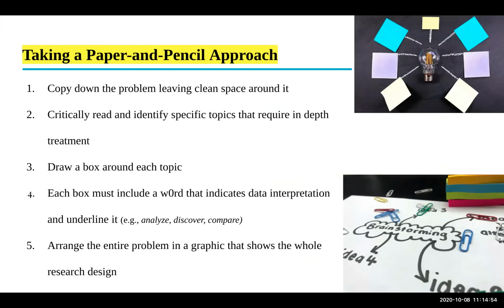Taking the paper and pencil approach, copy down the problem on a clean sheet of paper, leaving considerable space between the lines. Then critically read the problem to identify specific topics that require in-depth treatment in order for the problem to be resolved. Draw a box around each topic. Make sure the words within each box include words that indicate the need for data interpretation. Underline these words. Arrange the entire problem, which now has its subproblems in boxes, in a graphic that shows the structure of the whole research design.